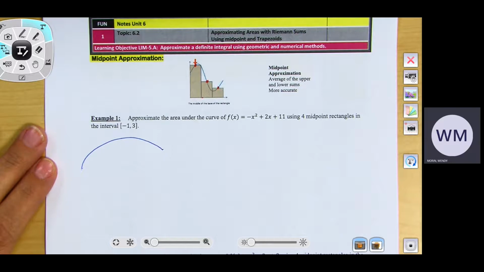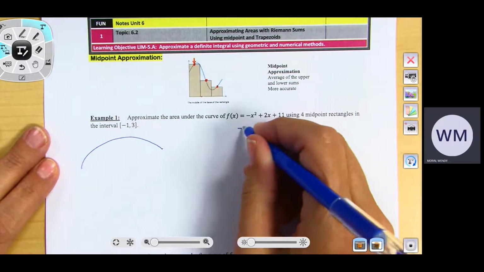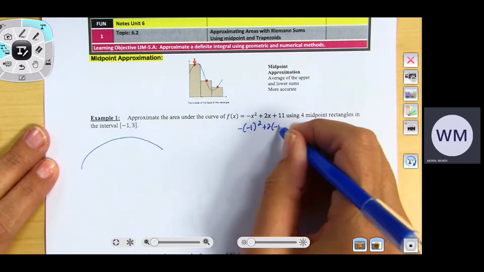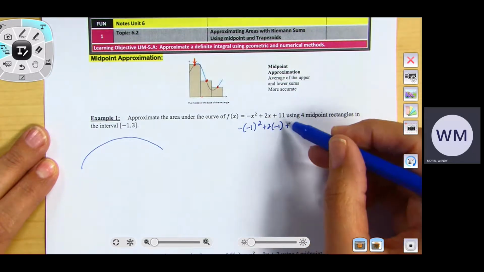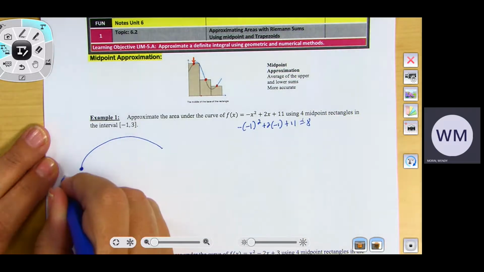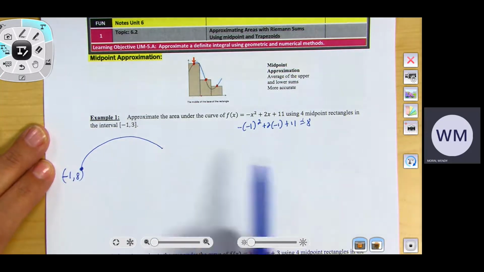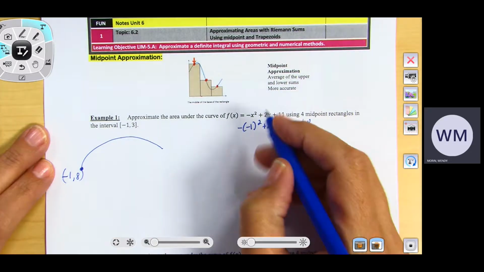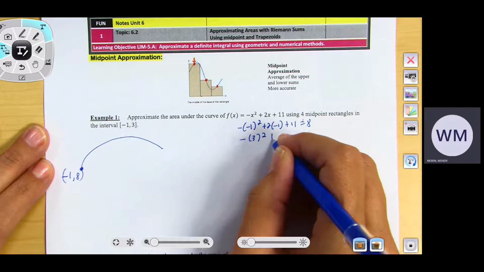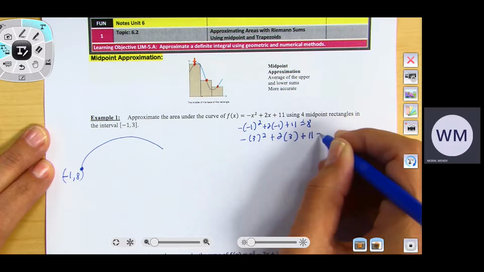So let's see, we're going from -1 to 3. So let's figure out where that's going to start. If I'm going from -1, that's the opposite of -1 squared plus 2 times -1 plus 11. That gives you 8. So this point that we're going to start at is actually (-1, 8). And we're going to go to x equals 3. So it's the opposite of 3 squared plus 2 times 3 plus 11. And that also gives you 8.